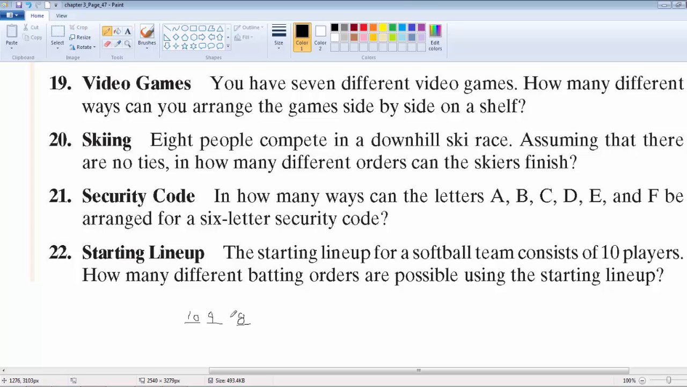True, you could have used the formula, 10 choose 3. I'm sorry, 10 permutation 3, 10P3. But it's easier to set it up this way, which is basically the counting principle.